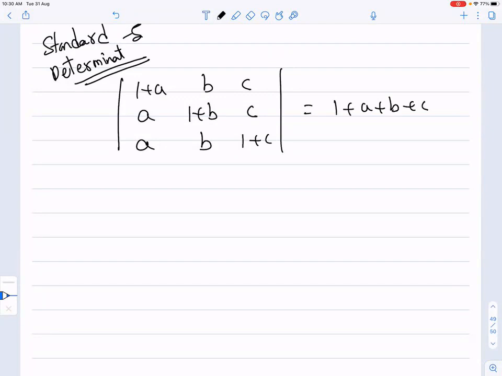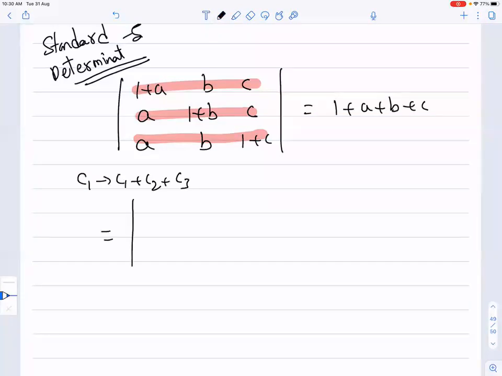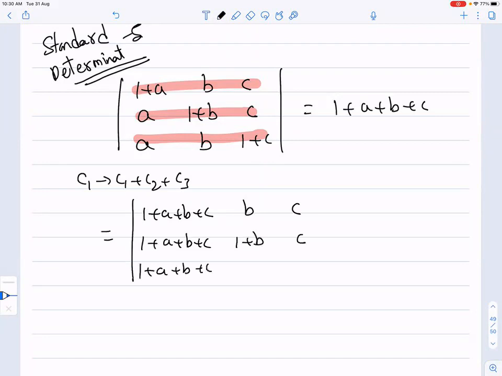See, as I told you already, in solving technique 1, when I add all of them, if the sum is going to be same, that's your first step. Correct, right? So our first step is C1 goes to C1 plus C2 plus C3. That's going to give us what? 1 plus A plus B plus C, B, C; 1 plus A plus B plus C, 1 plus B, C; 1 plus A plus B plus C, B, 1 plus C. Correct?